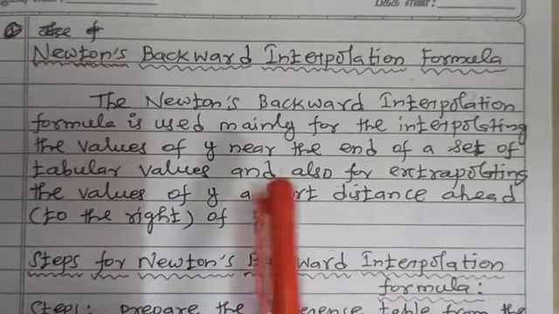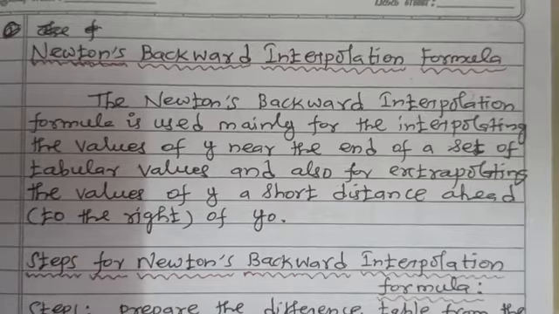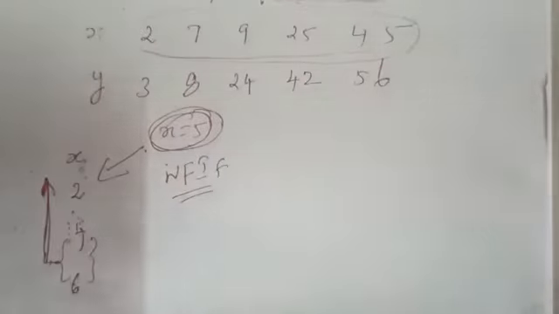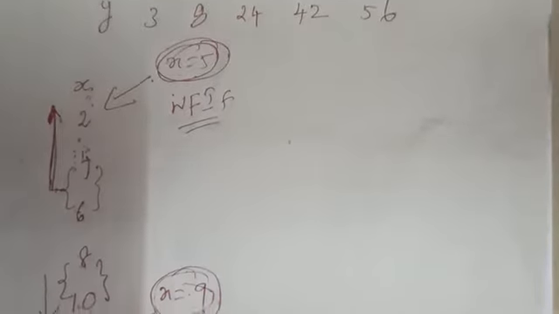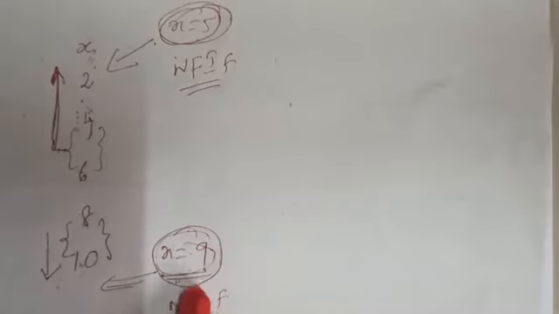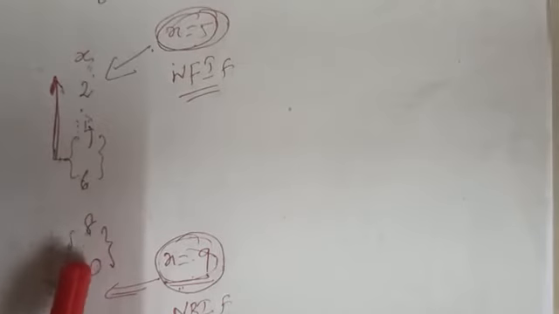Suppose the x values are given like this: 2, 4, 6, 8, 10. We have to find x equal to 9. What is the corresponding y value? The x value is nearer the end of the tabular column.